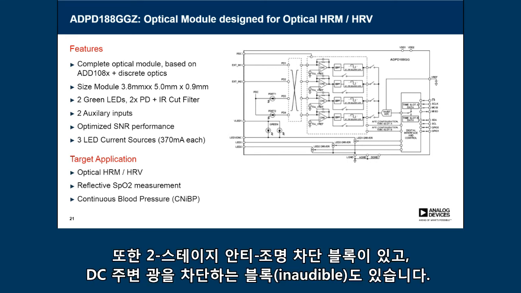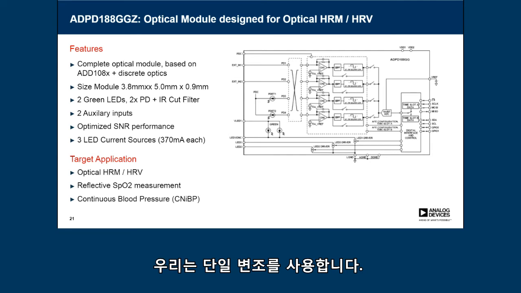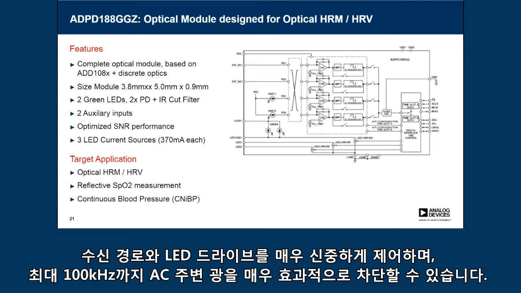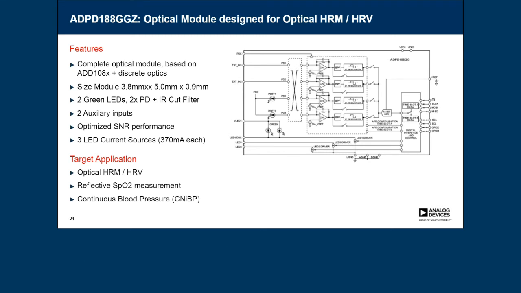There is a two-stage ambient light rejection block, a bandpass filter to reject DC light, followed by an integrator, and with that we make use of synchronous demodulation. So we control very carefully the receive part versus the LED drive. And with that we can reject AC ambient light up to 100 kilowatts very, very nicely.